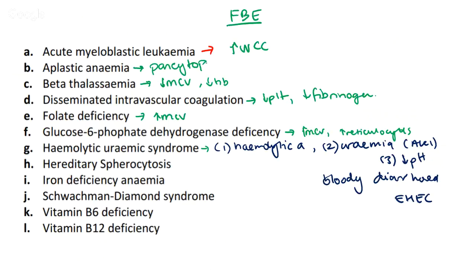Now, hereditary spherocytosis, what are we going to see? Remember, just FBE. Yeah, anemia. All of these essentially will cause anemia. What's going to happen to the MCV? Okay, it's going to be small.